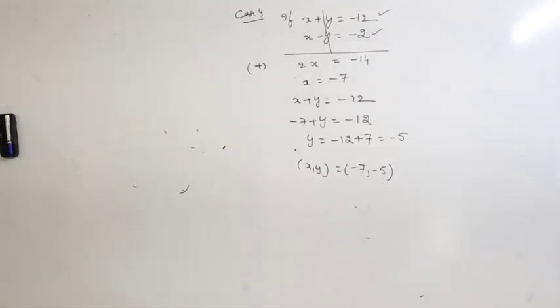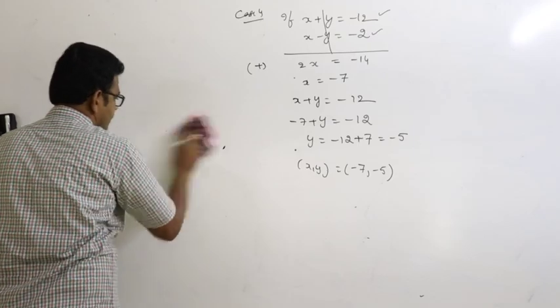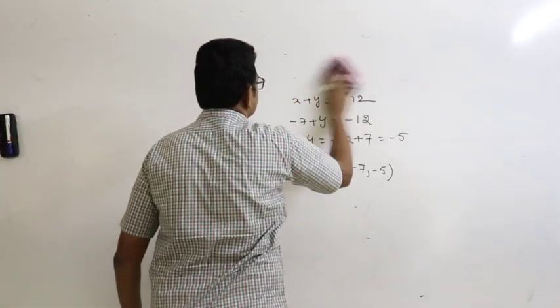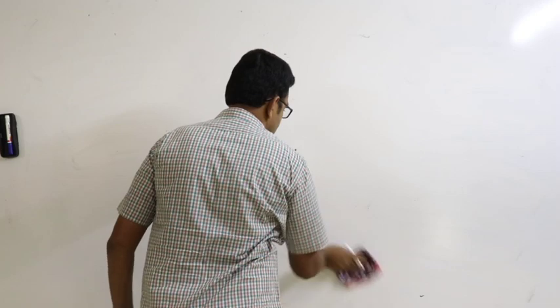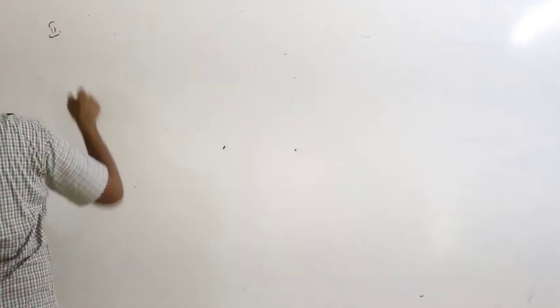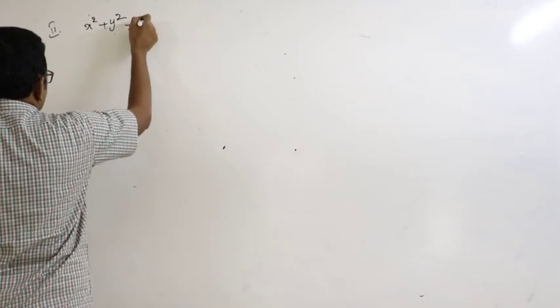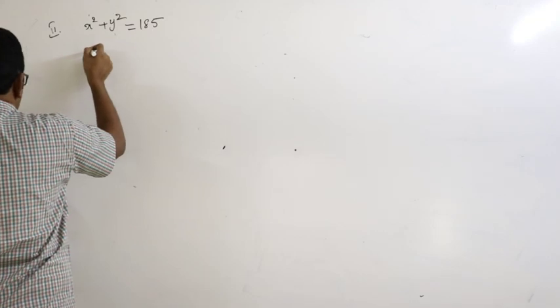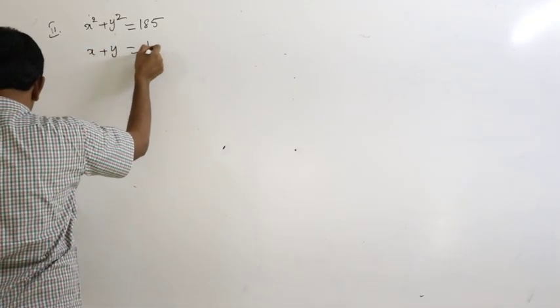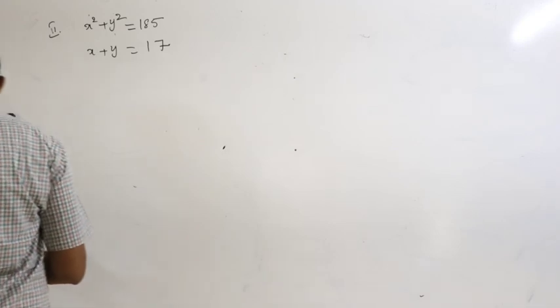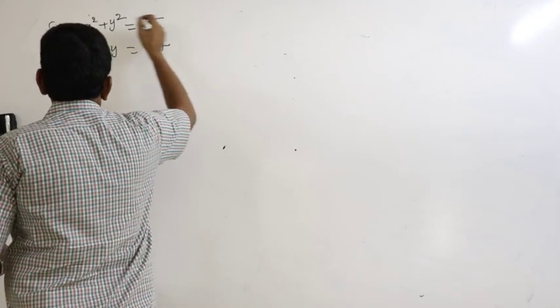Next one is the second type of problem. If x square plus y square is equal to 185 and x plus y is equal to 17. Now solve.